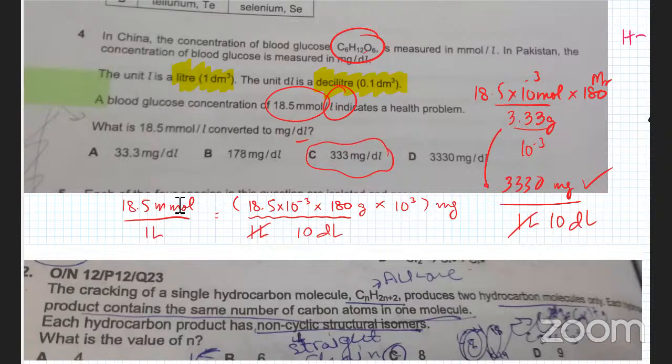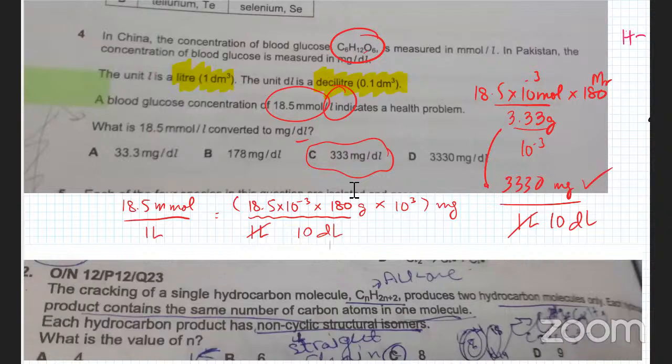So I basically converted the units. The millimoles have been converted to milligrams, and the liter at the bottom has been turned into deciliter. 1 liter is basically equivalent to 10 deciliters. So I've converted the units. The only thing is now it's milligrams over deciliter. So I just need to simplify this now, and that would give me C. Is this clear?